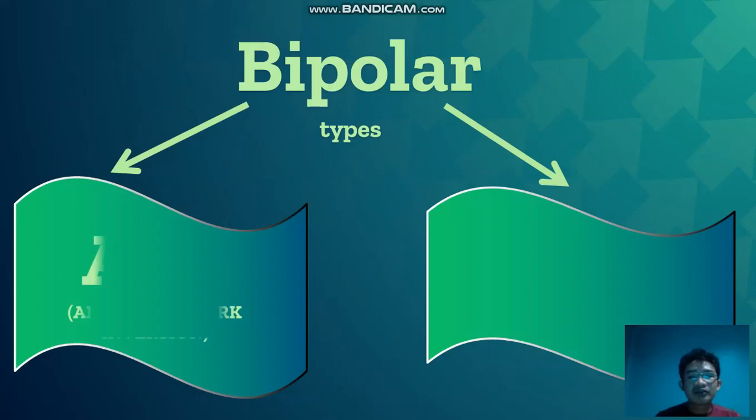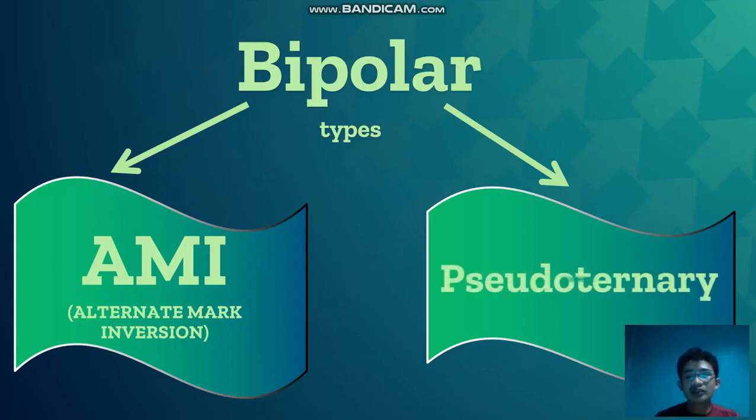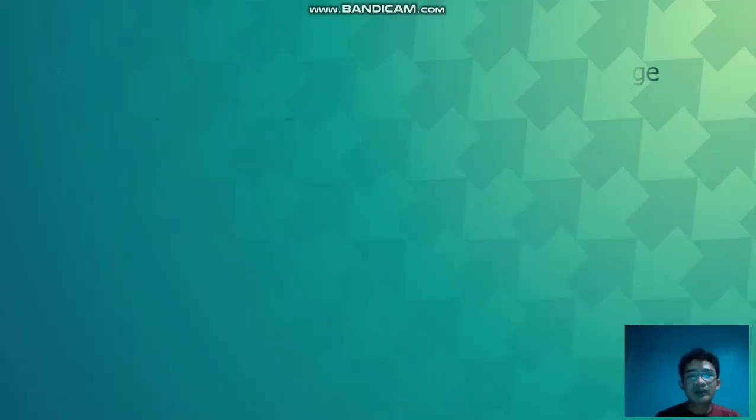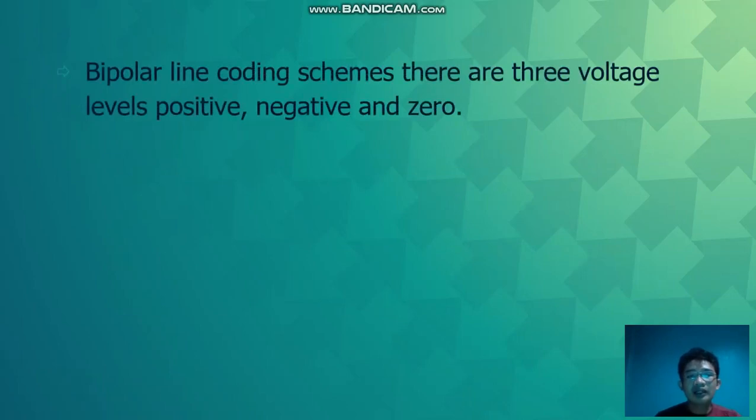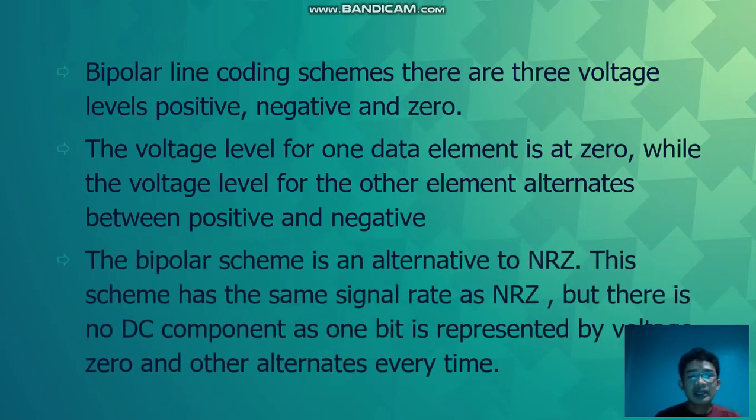Bipolar types. First is the AMI, alternate mark inversion. Second is the pseudo-ternary. In bipolar line coding schemes, there are three voltage levels: positive, negative, and zero. The voltage level for one data element is at zero, while the voltage level for the other elements alternate between positive and negative. The bipolar scheme is the alternative to NRZ.